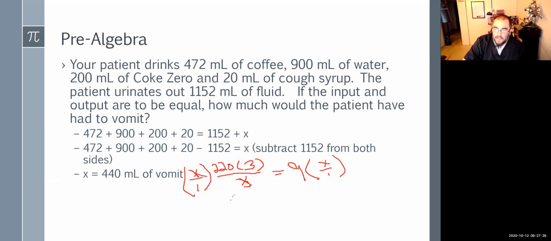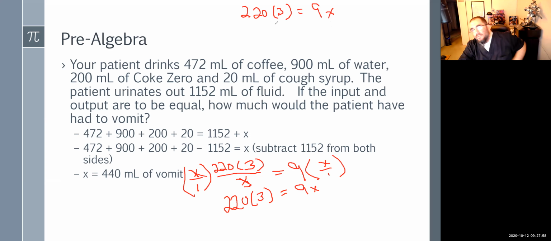And what we'll end up with then is 220. Oh no, I can't write 220 today. Times 3 equals 9x. All right, so I'm going to move this up here real quick because I ran out of space at the bottom of my sheet. So 220 times 3 equals 9x. And you'll see why I didn't step this out. I can just multiply this 220 times 3 and get my 660, which is possible. But you'll see why I didn't do that right now.